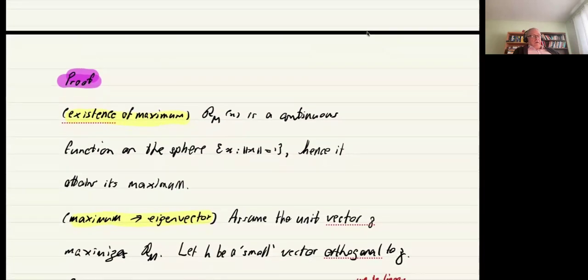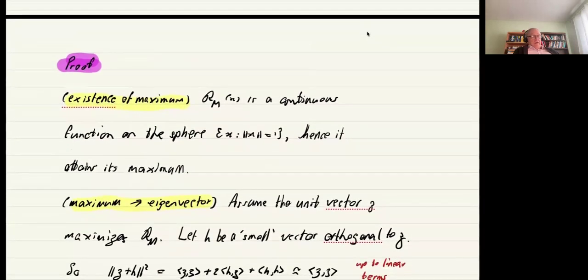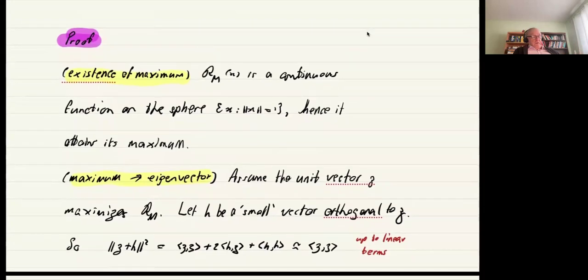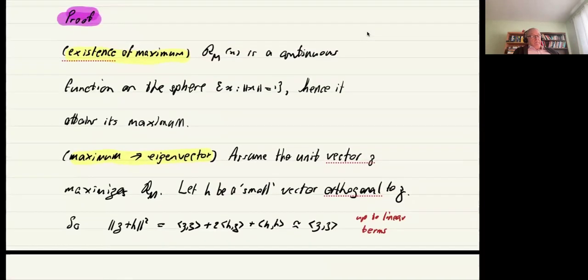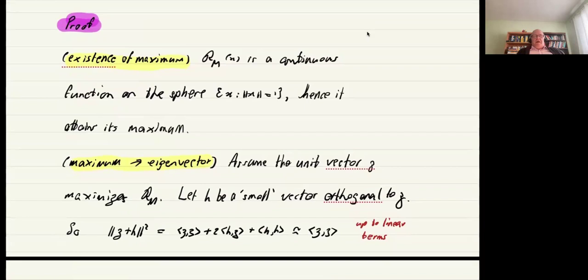So I've broken up the proof into some number of parts, 4 probably. The first thing is that the maximum exists. I did show that. The point is that the Rayleigh quotient is a continuous function on the unit sphere, and the unit sphere is compact, and so by a theorem from analysis, it realizes its maximum. Okay, so it has a maximum.